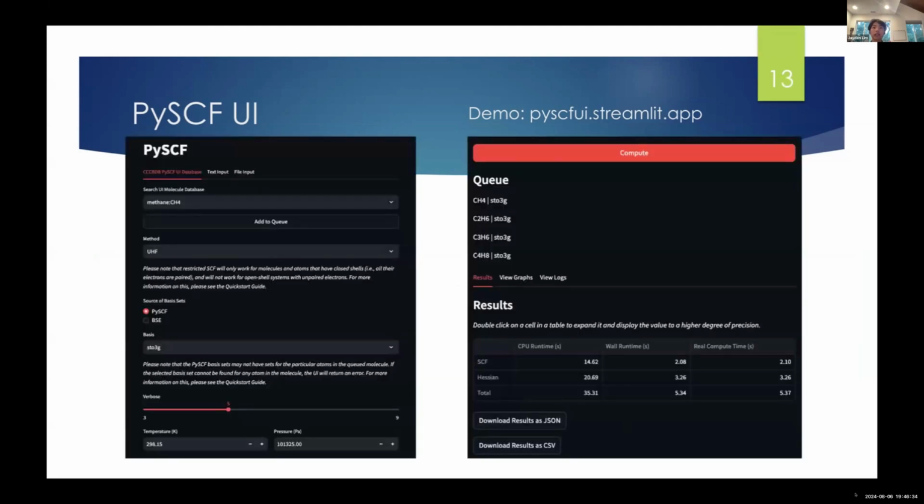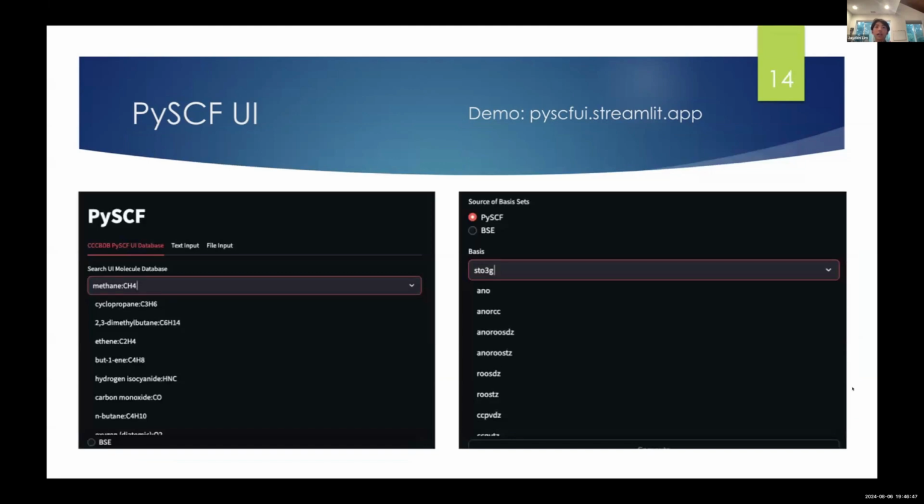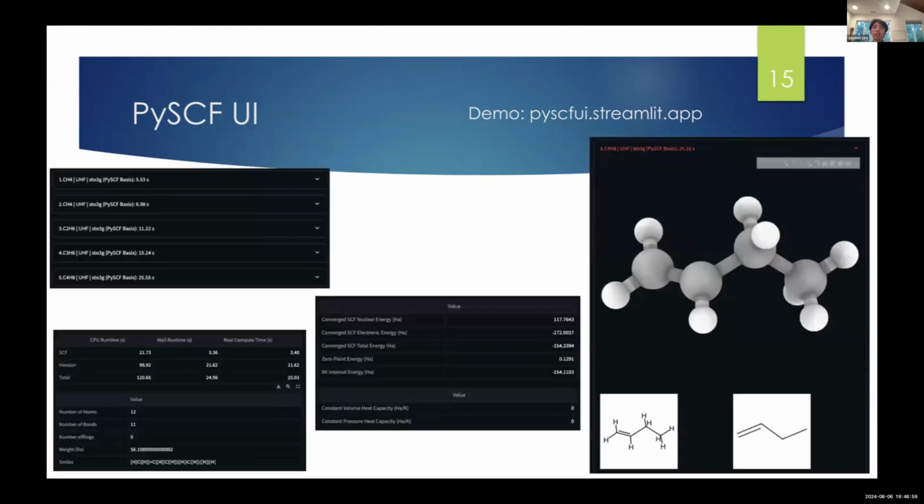On the left-hand side is our interface for choosing parameters for the computation. On the right-hand side, we have metrics for runtime and the buttons to export the data. Again, on the left-hand side, we have our common molecule geometry database. And on the right is our selection of basis sets for SCF calculations. Here on the left, we have examples of some of the computed values for 1-butene. And on the right is a 3D and 2D visual of 1-butene.